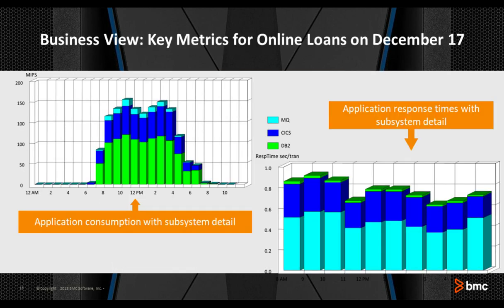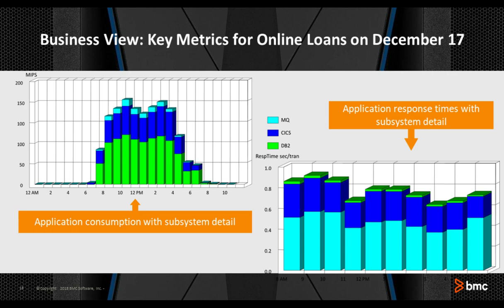Now, if we're able to do this, we get pictures like this. On the left-hand side is utilization expressed in MIPS, kind of a common metric. It's the utilization for online loans. And it specifically shows the breakdown of how much of that usage came in DB2, how much in CICS, and how much in MQ. So now we're not only able to answer the question of what's going on to the business. We say your business service is consuming this much of our system, and it's spread across some different technologies.